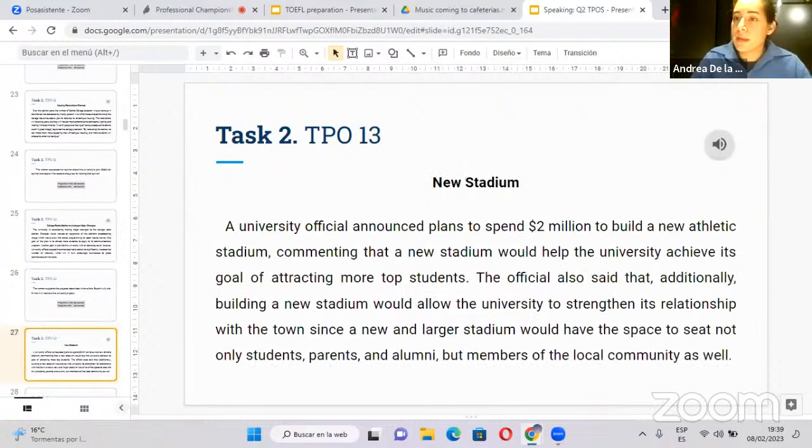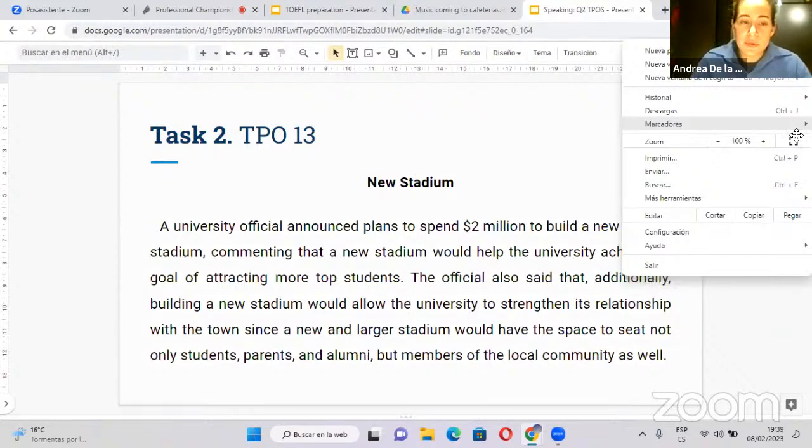Okay. So now let's do this one here. Same thing, you will have 45 seconds to read the article, starting now.